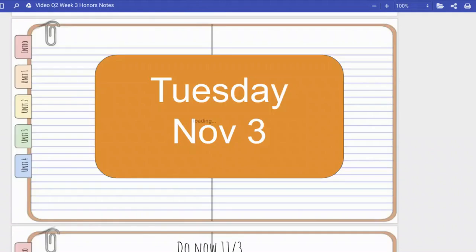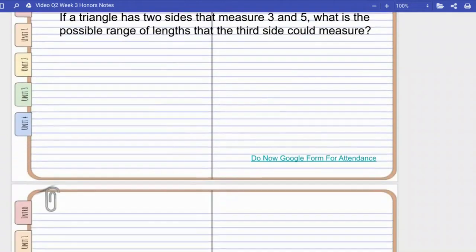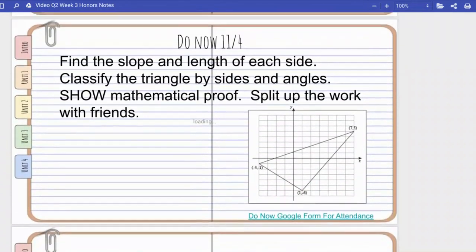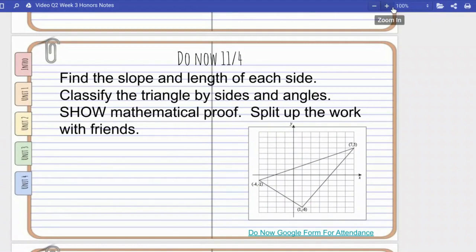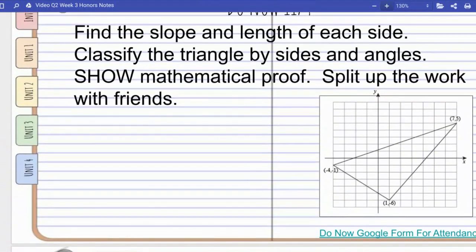Okay, so your due now today is actually over something from your homework that's due today. And then also I gave you some practice problems like it on your homework for tonight, okay? On your due now, I asked you to find the slope and length of each side, classify the triangle by sides and angles, show mathematical proof. I even said split up the work with friends.